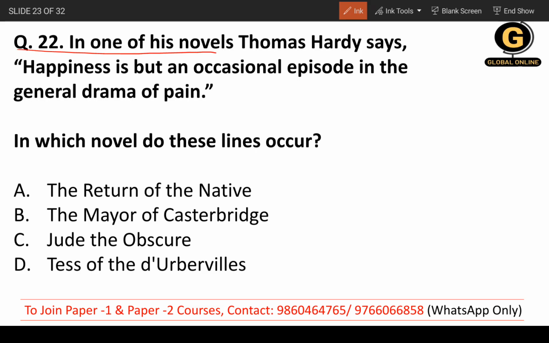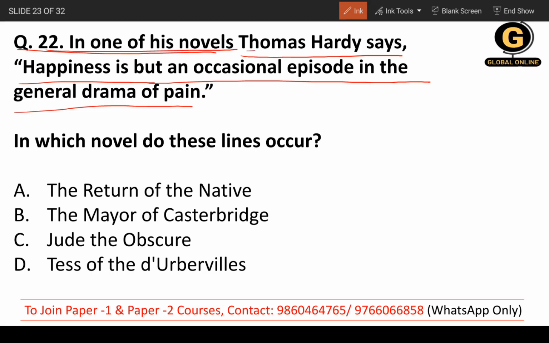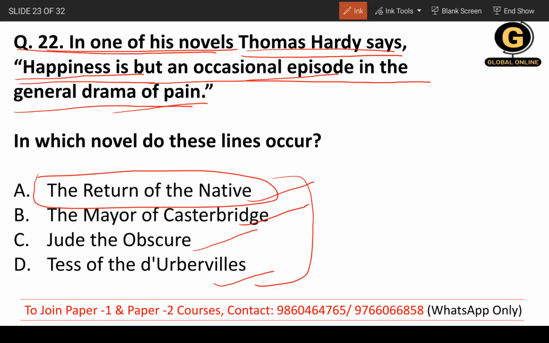In one of his novels, Thomas Hardy says, happiness is but an occasional episode in the general drama of pain. It's like a motivational quote, but you need to answer. The options are The Return of the Native, The Mayor of Casterbridge, Jude the Obscure, or Tess of the d'Urbervilles. I do know the correct answer, so let me tell you. The correct answer is The Return of the Native, where he quotes these lines: happiness is but an occasional episode in the general drama of pain. Okay, moving on.